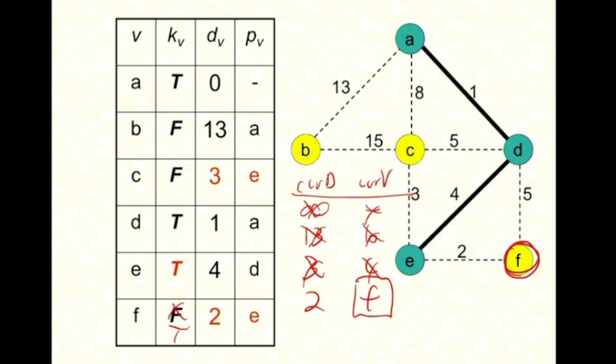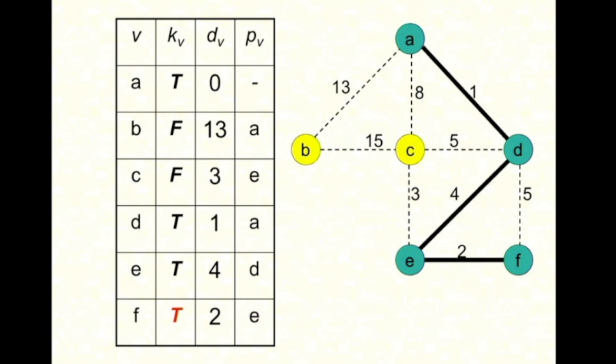All right, step 3, update the false ones. A is true, leave it alone. B is false, 13. F to B is infinity, not an improvement over 13. All right, C is false. Cost of 3, F to C is infinity, that's not an improvement over 3, don't update it. D is true, E is true, F is true, can't update them, we're done. Move to the next slide.